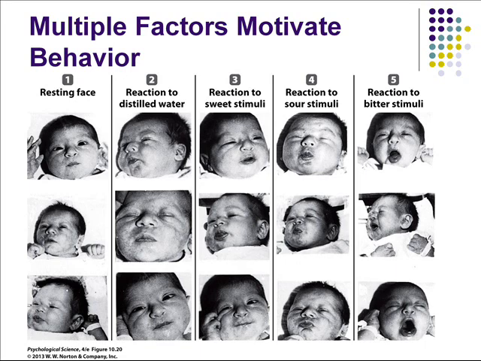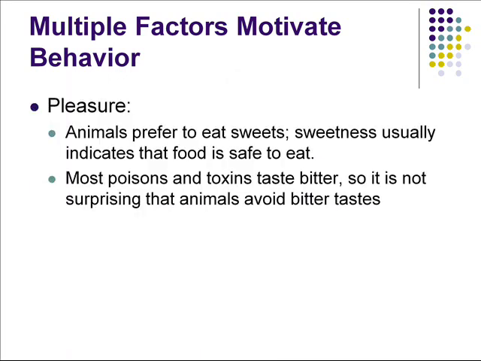Why would evolutionary theory say this is? One reason is that sweet foods tend to be relatively safe, while most harmful substances, like toxins and poisons, taste bitter. Thus, having the inclination to pursue sweets and avoid bitter foods would have conferred survival benefits and been adaptive.